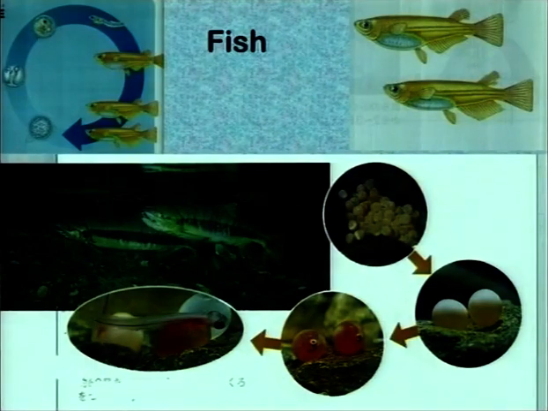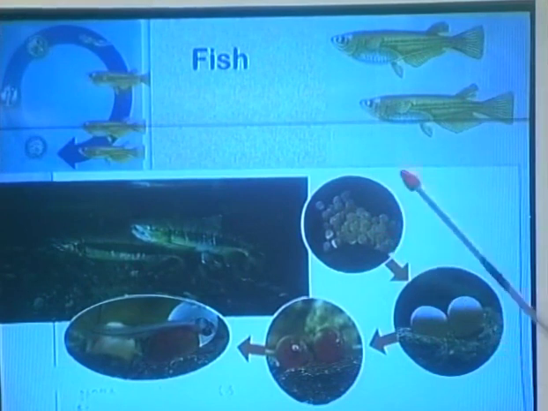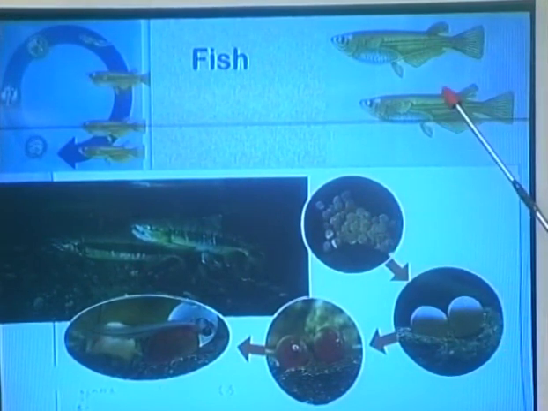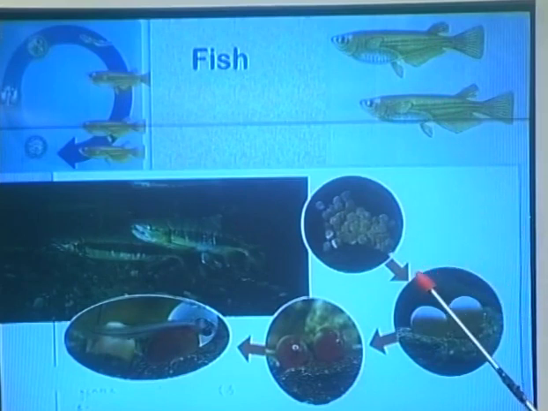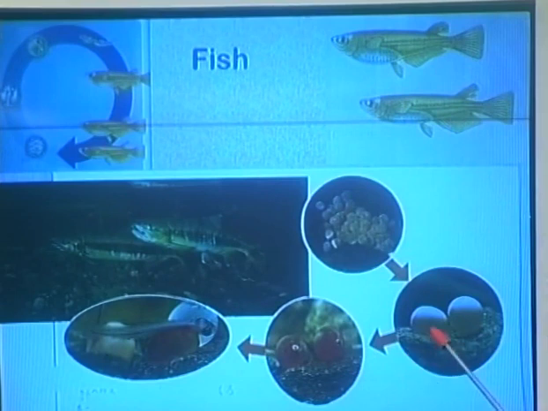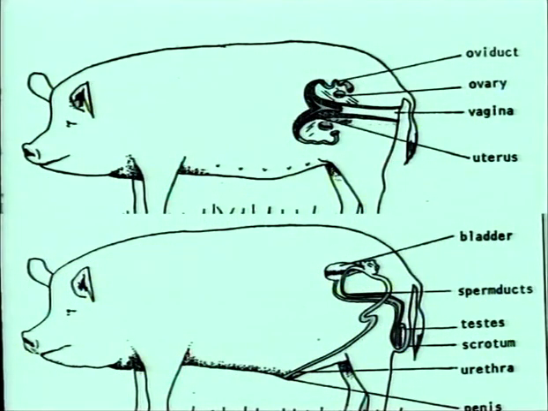You can see so many eggs being released here. This is a fish with eggs ready to be released. So eggs are being released, and fertilization takes place, and fish is reproduced. So you will see so many eggs have been released.